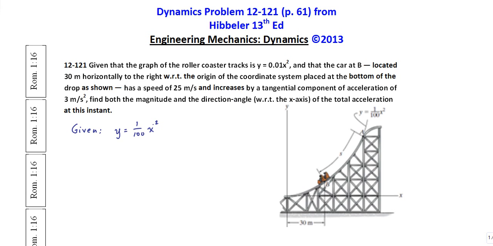We were also told the instantaneous velocity, let me call that v sub b, and that was 25 meters per second. And then we were given the tangential component of the acceleration at that point. Let me call that a sub t sub b, and that was 3 meters per second squared.